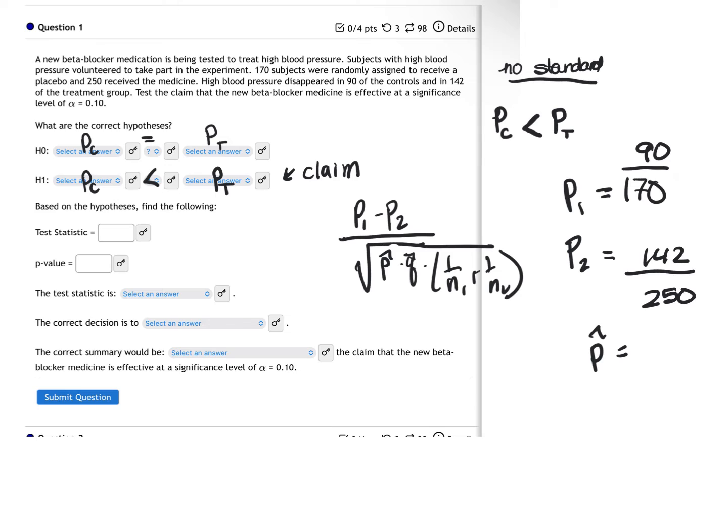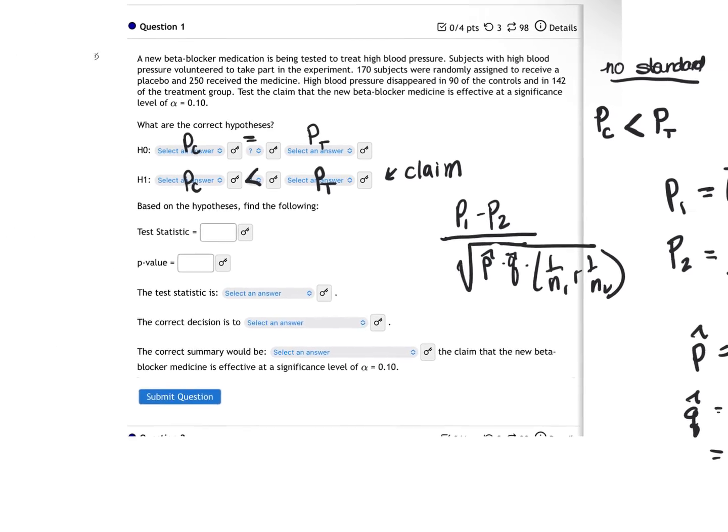So the total sample is 170 plus 250, 420, and total successes 90 plus 142, and then Q hat is 1 minus P hat. So these are the numbers that we could plug in to find the test statistic.